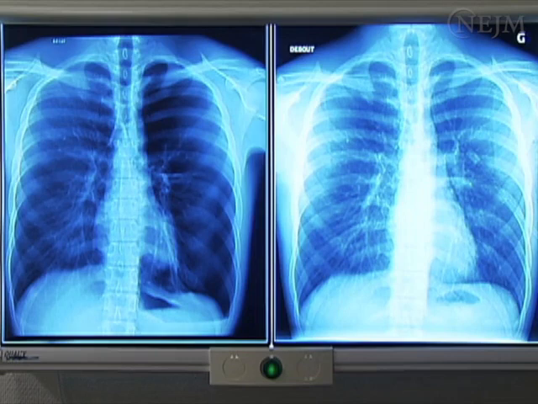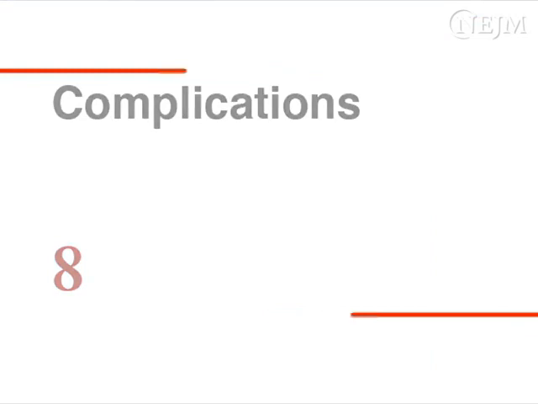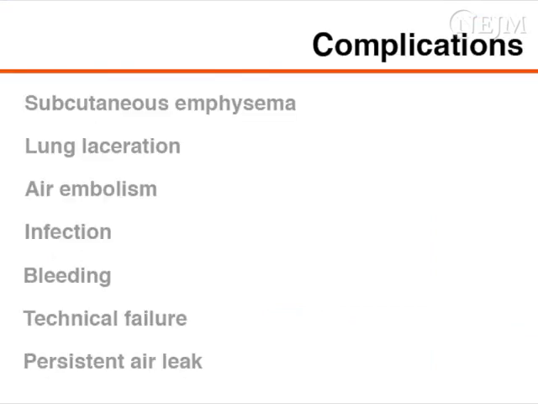Most patients are ready for discharge approximately 6 hours after the procedure, if a second post-procedural chest radiograph shows no indication that the pneumothorax has reappeared. The timing of patient discharge will vary according to the institution. Minor complications from needle aspiration of primary spontaneous pneumothorax include localized subcutaneous emphysema. Although serious complications are rare, lung laceration, air embolism, infection, or bleeding may occur.